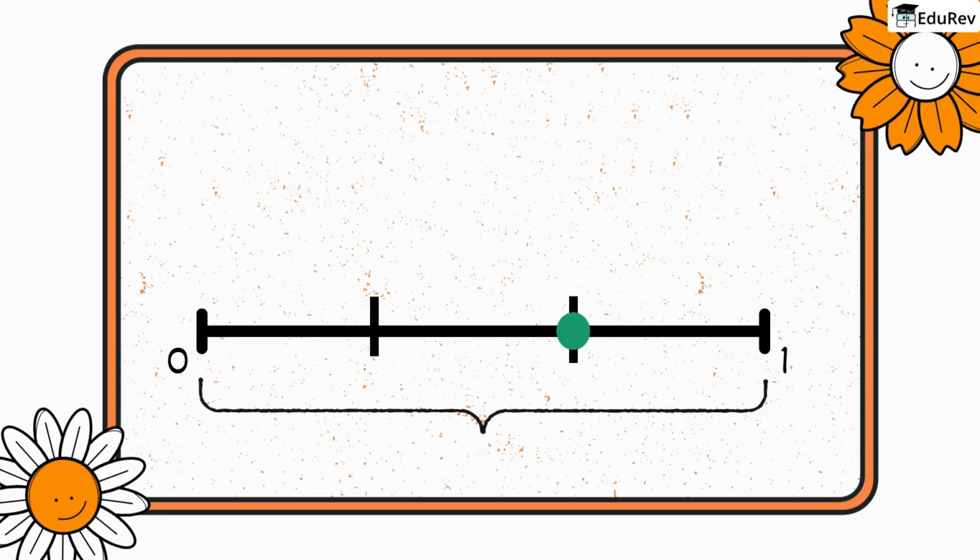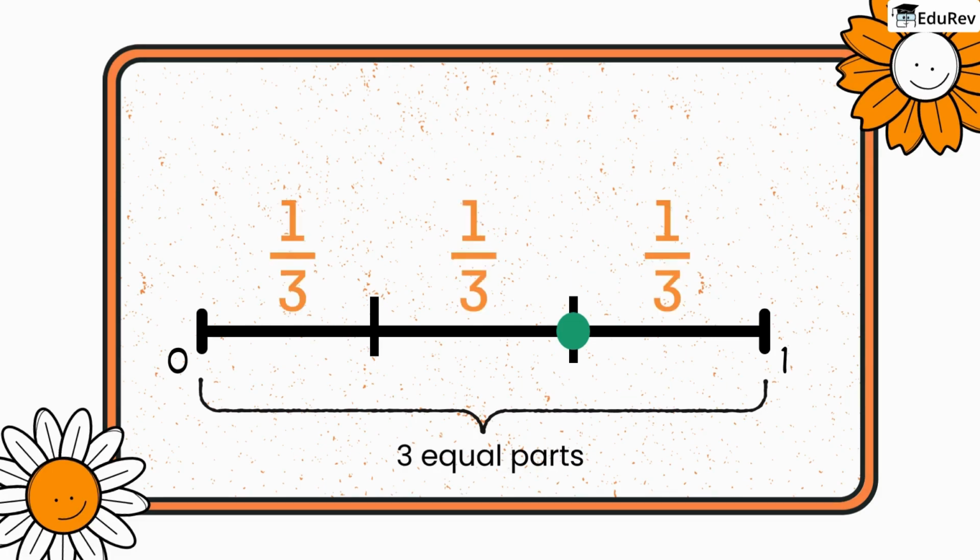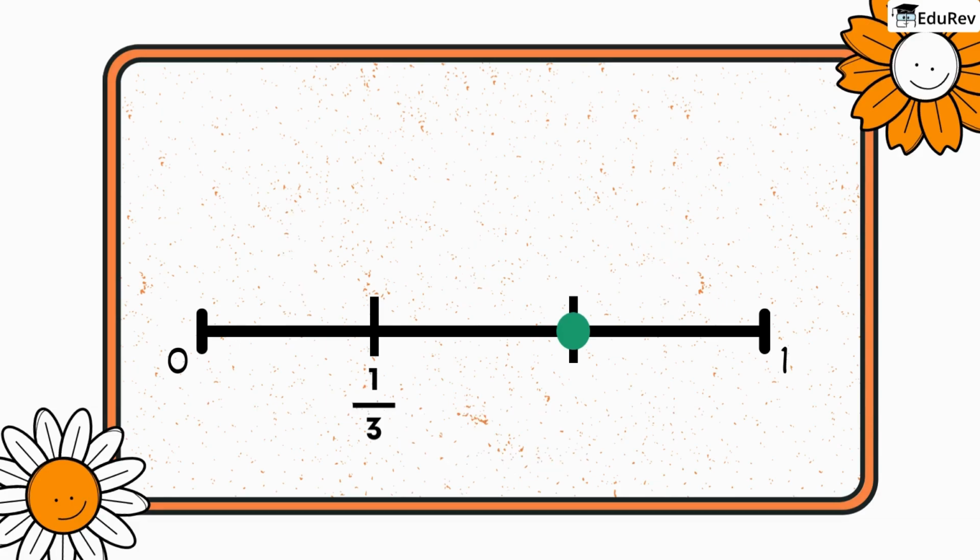1 whole has been divided into 3 equal parts. So each of these parts represents 1/3. Now, 1/3, 2/3. Look, this marker is pointing to 2/3. Now you see how finding fractions on a number line is easy.